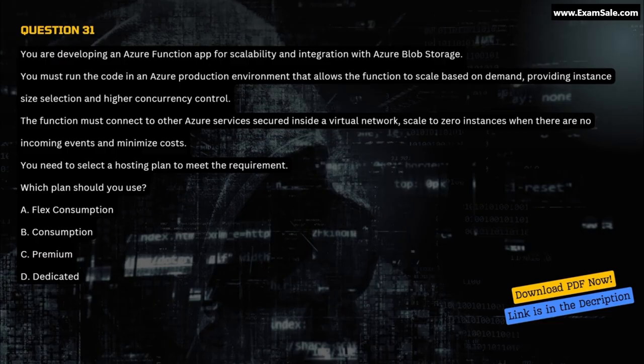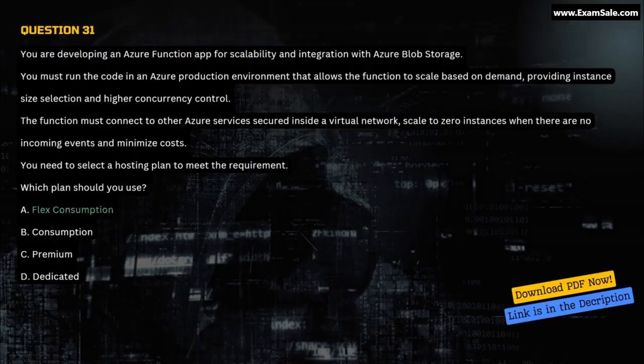You must run the code in an Azure production environment that allows the function to scale based on demand, providing instance size selection and higher concurrency control. The function must connect to other Azure services secured inside a virtual network, scale to 0 instances when there are no incoming events, and minimize costs. You need to select a hosting plan to meet the requirement. Which plan should you use? A. Flex consumption. B. Consumption. C. Premium. D. Dedicated. Correct answer A.